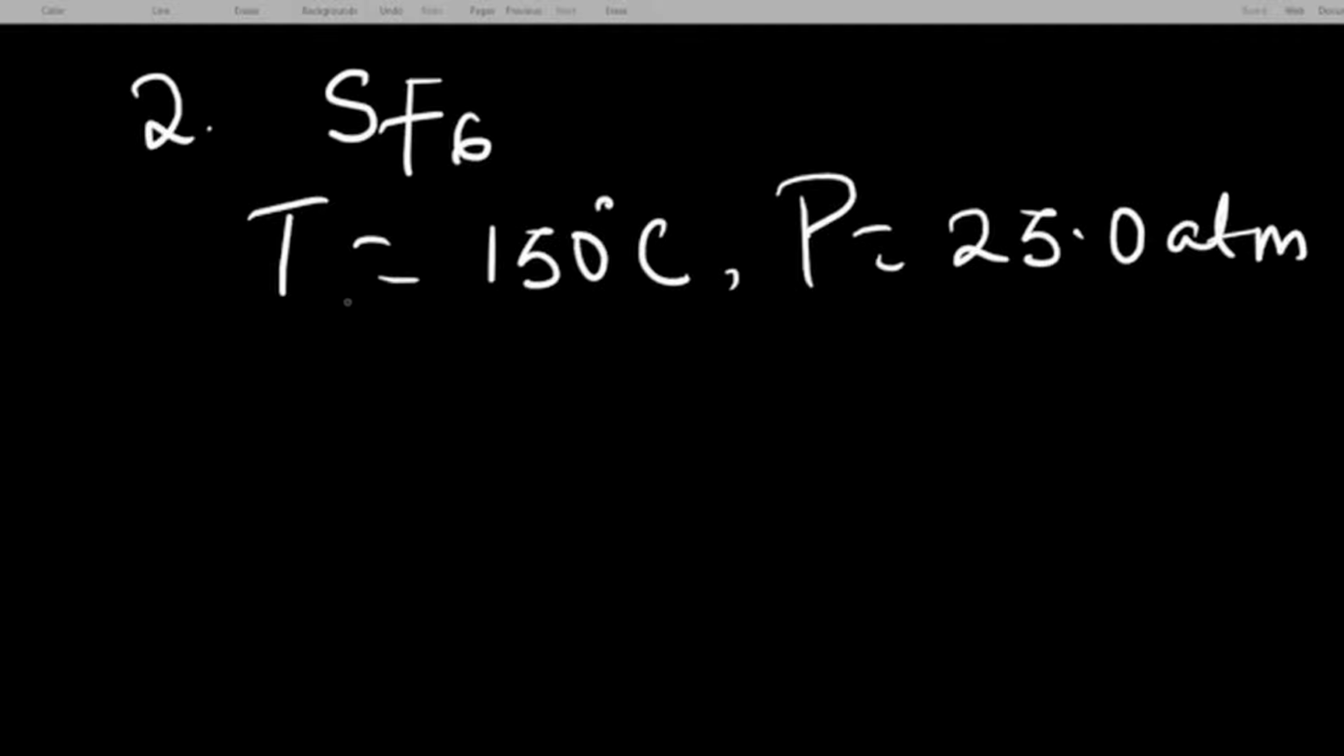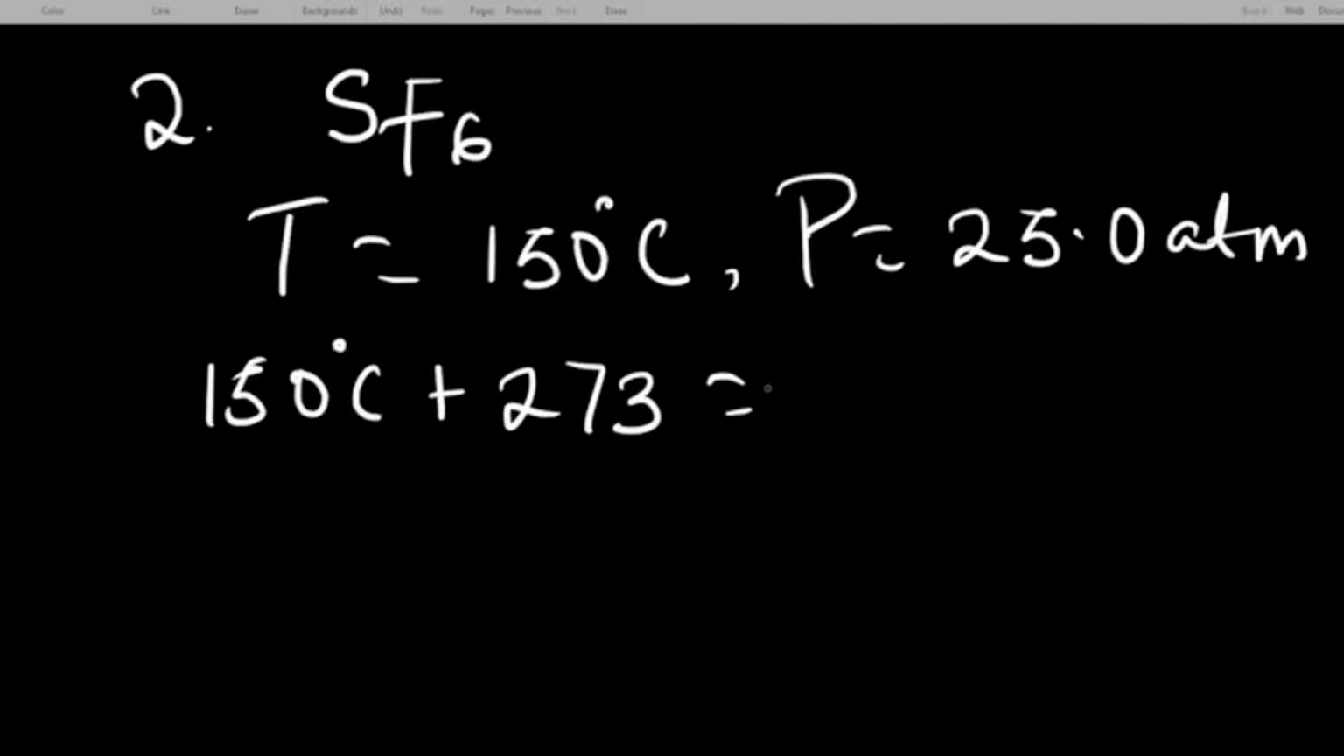We have to convert 150 degrees Celsius to units of Kelvin. So we simply say 150 degrees Celsius plus 273. When you add 150 to 273, what do we get? Let's check it out. 150 plus 273 is 423. Again, we have our pressure in units of atm, so that's correct. But then we need to find the molar mass of sulfur hexafluoride.